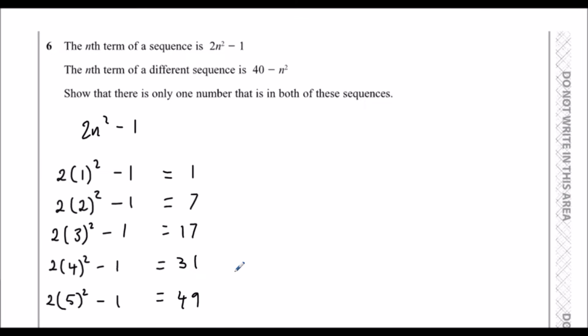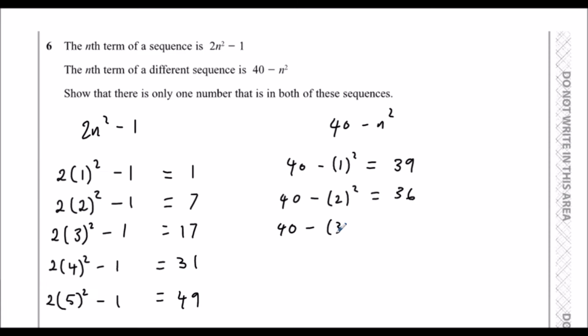So now for our 40 minus n squared. 40 minus 1 squared. 40 minus 1 is 39. 40 minus 2 squared. 40 minus 4 is 36. 40 minus 3 squared. 40 minus 9 is 31. 40 minus 4 squared. 40 minus 16, that's 24.